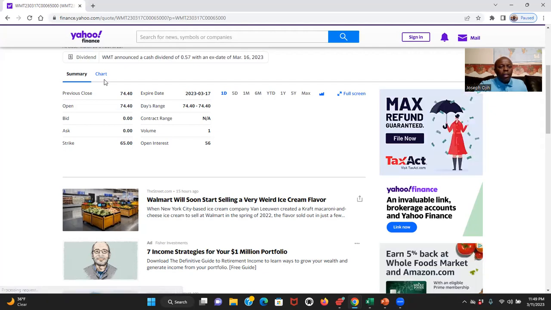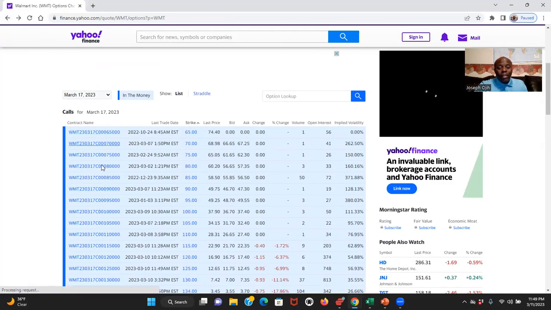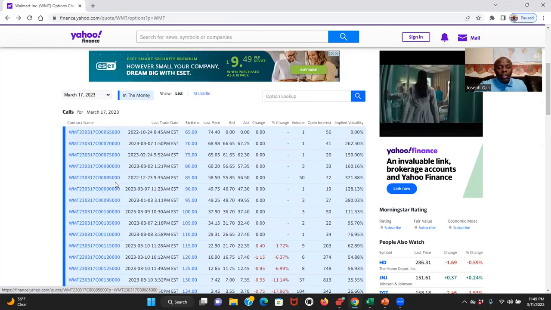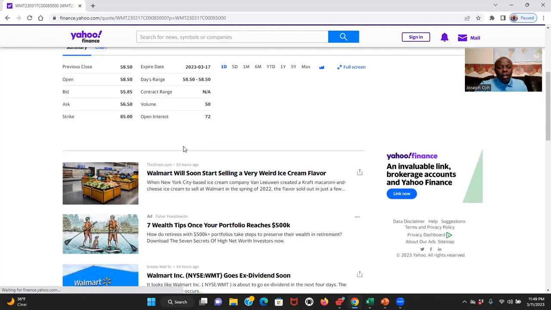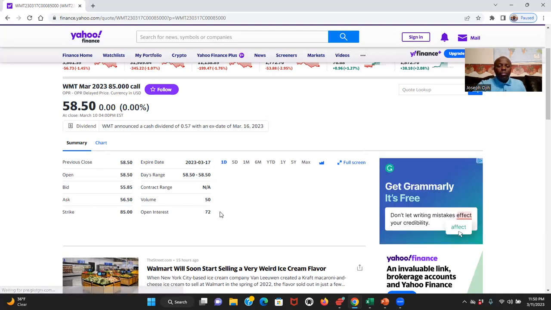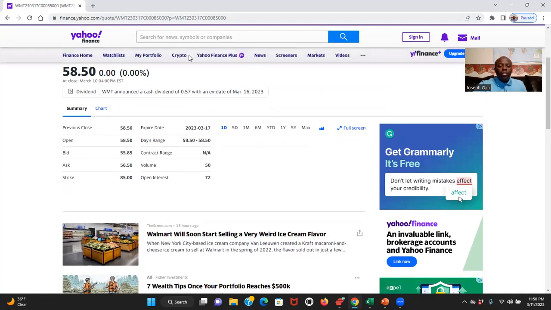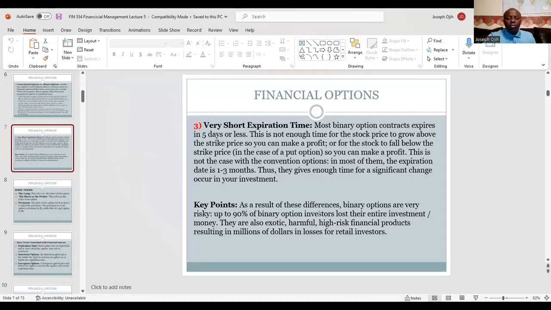All right. Let's look at another one, like this one here. What they have here is one expiring in March. Look at this one here. In this case, the strike price is $85, and it also expires on March 17th. These are the ones that expire within this week. So you have now seen the available options for Walmart. Let us now go back to our presentation.